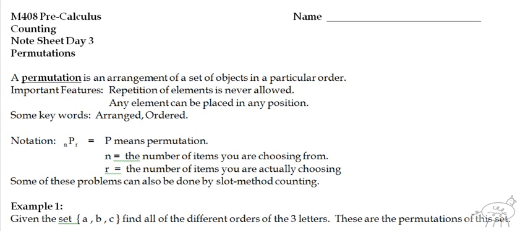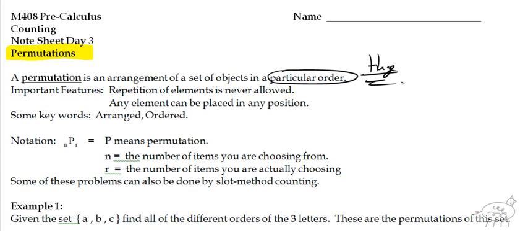What we're talking about today is permutations. This is the key here, so I'm just going to highlight this guy. A permutation is an arrangement of a set of objects in a particular order. That's huge. A particular order. Huge.